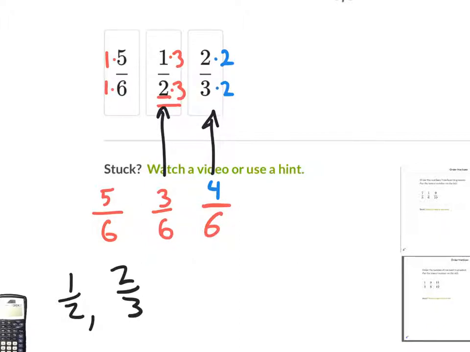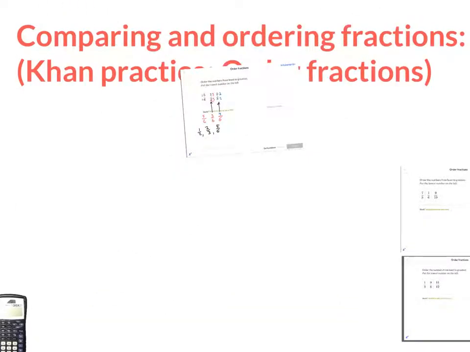And last but not least, the greatest value of these numerators, 3, 4, or 5, would be the 5. So 5/6 is the greatest fraction. So this would be the correct order: 1/2, 2/3, and 5/6. And that's what they're asking you to do on this section of Khan Academy, to rearrange the three fractions in order from least to greatest. So that was one example. Let's go over another.